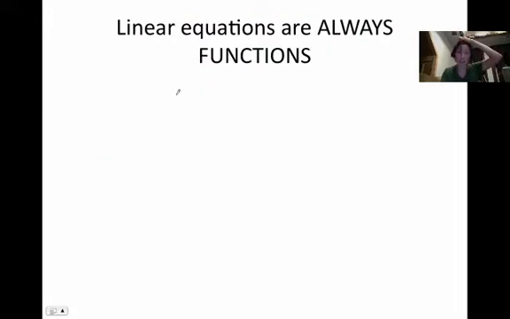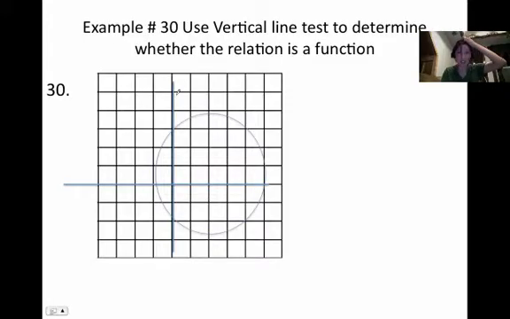Did I mention linear equations are always functions? Because they are. Gotta remember that.